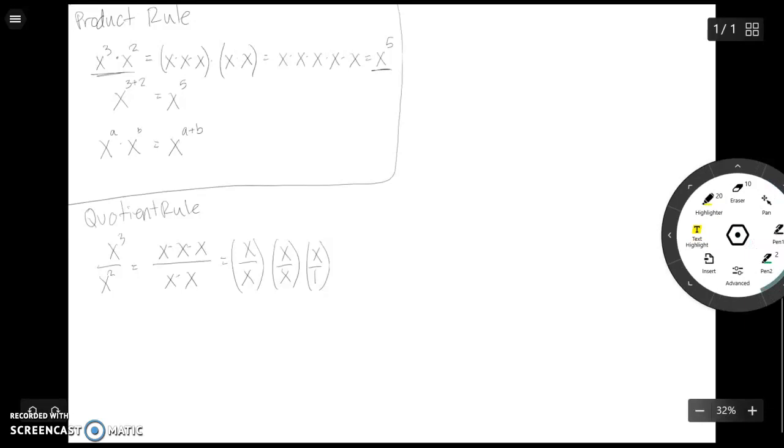Let me actually draw in the groups that I did. So I grouped these two x's together, these two x's together, and then I just said, well, I can multiply by 1 down here. That doesn't change anything. So that's why that x is over 1.